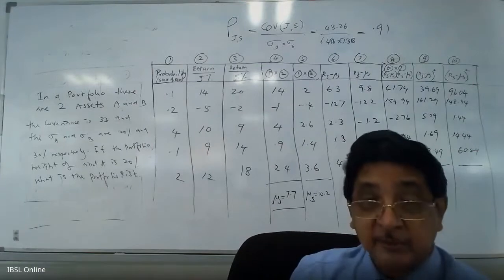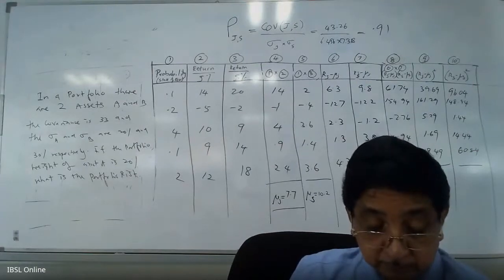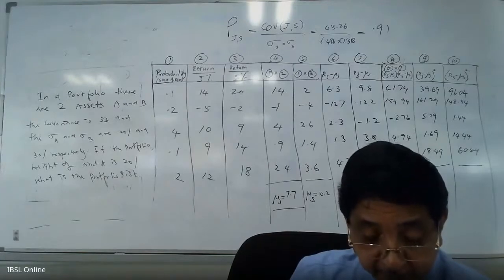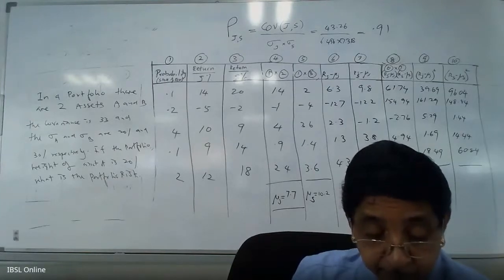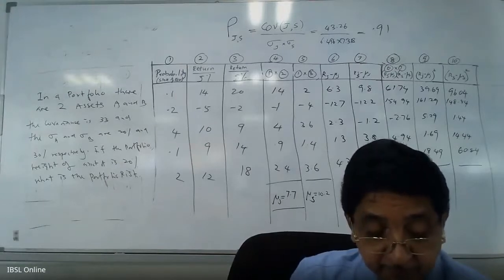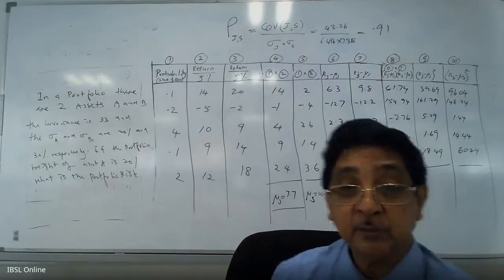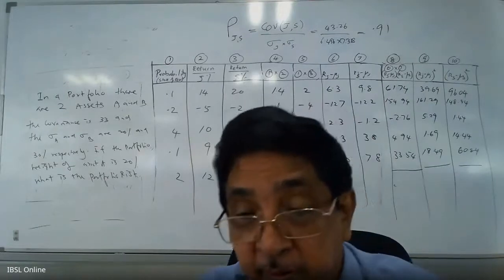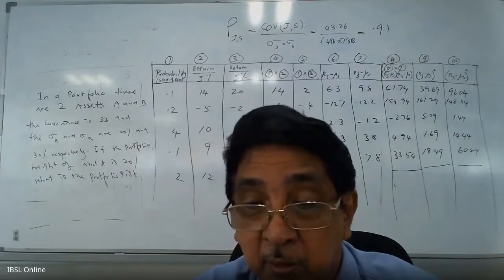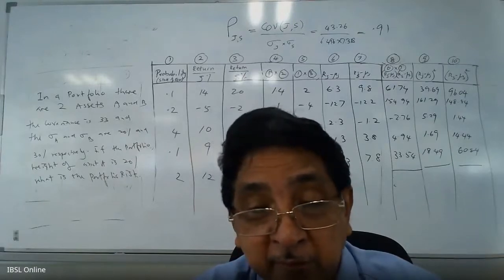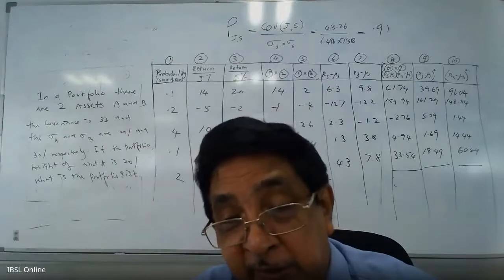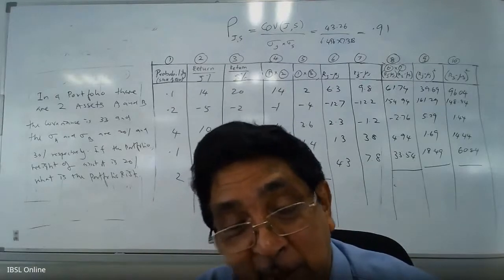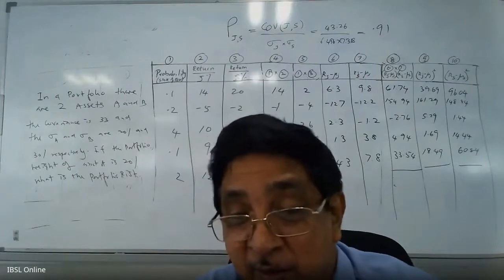Now, in order to get the standard deviation, you should get the square root of that. That comes as 3.258. The answer is 3.258. Now, I am not asking for the return. Not the portfolio return I am asking. I am asking the portfolio risk, not the return.